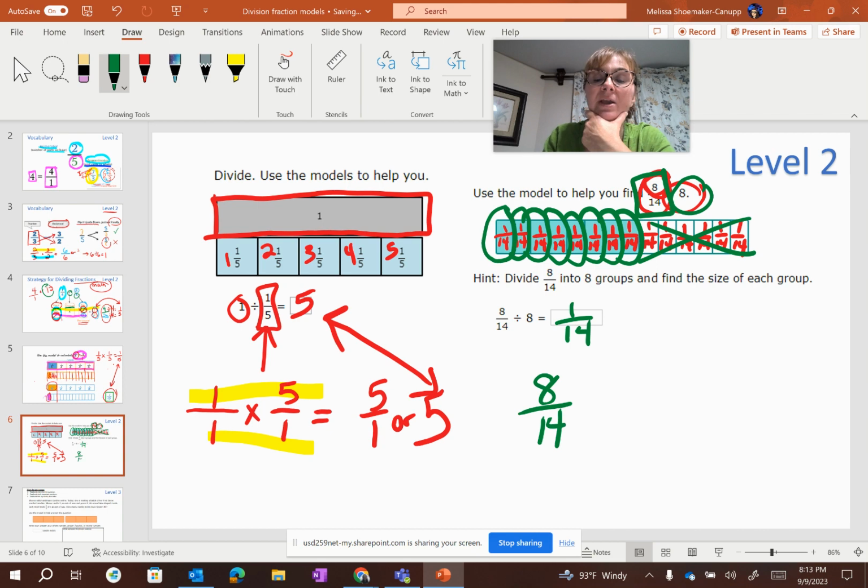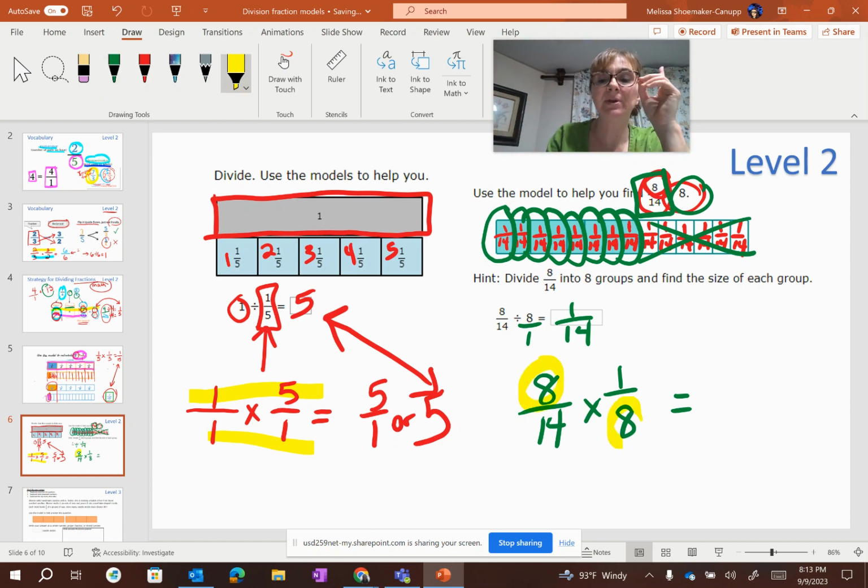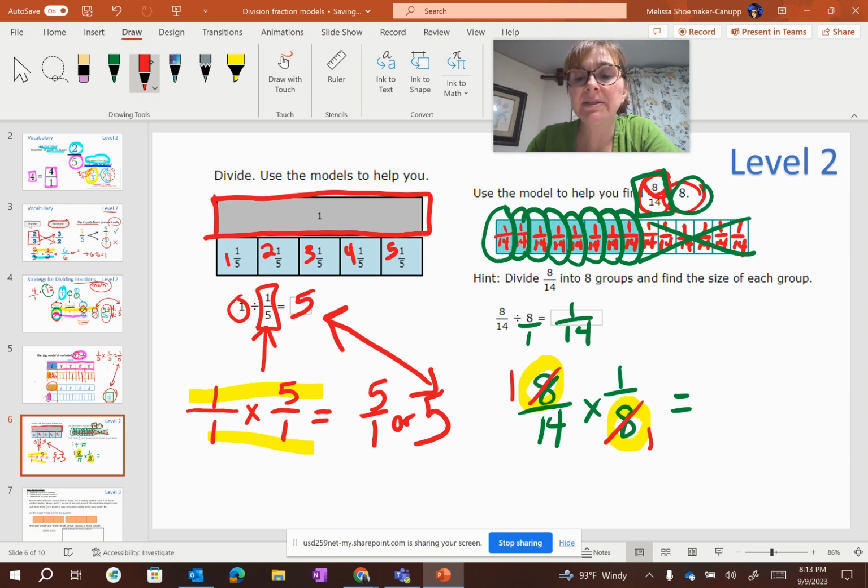We leave the first fraction the same. Change division to multiply. Flip the second fraction. Well, it's a whole number, so I wrote it over 1. Now I'm going to take and flip it. Now, I have an 8 up here and an 8 down here, so I'm going to cancel those. I'm basically dividing each one by 8. You can do that only when one's in the top and one's in the bottom. So 8 divided by 8 is 1. 1 times 1 is 1. 14 times 1 is 14. Voila.